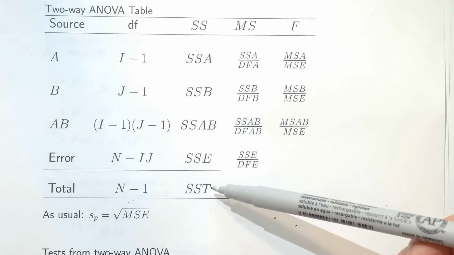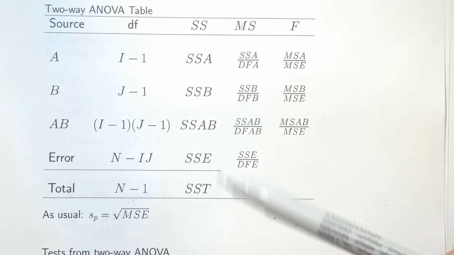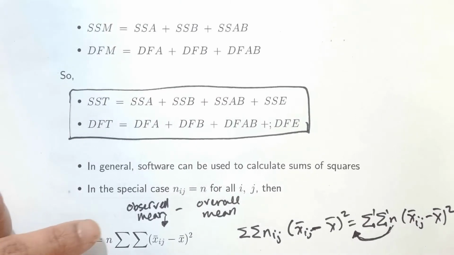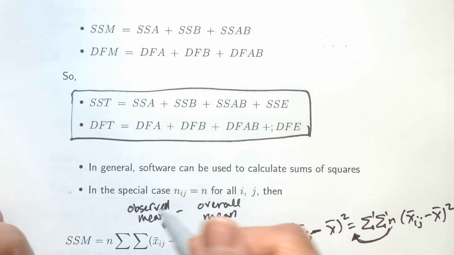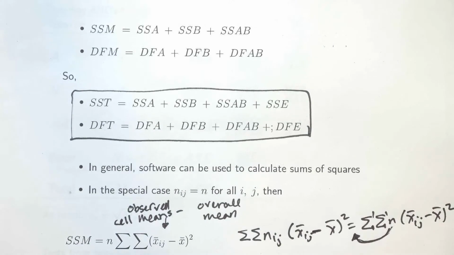Remember, the sums of squares is looking at the observations minus the, actually, let's go back here. These ones are the observed cell means. That's what I should say.